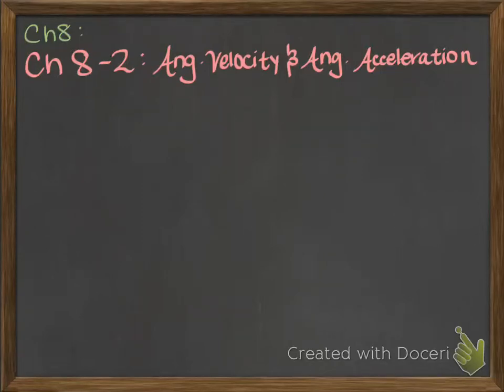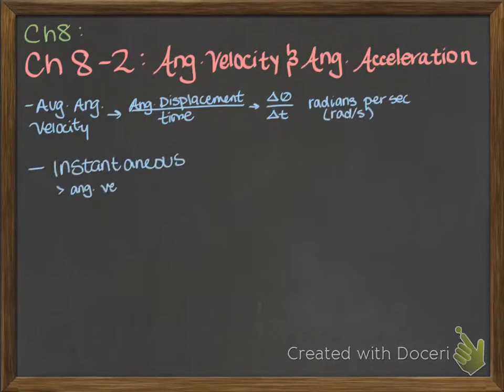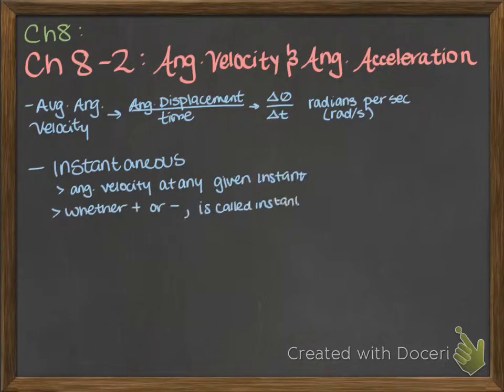So let's look at Chapter 8, Section 8.2, Angular Velocity and Angular Acceleration. Average angular velocity is angular displacement over time, which is theta over t, and it's commonly seen as radians per second. Instantaneous angular velocity is just angular velocity at any given instant. It could be positive or negative, and it's called the instantaneous angular velocity, or speed.